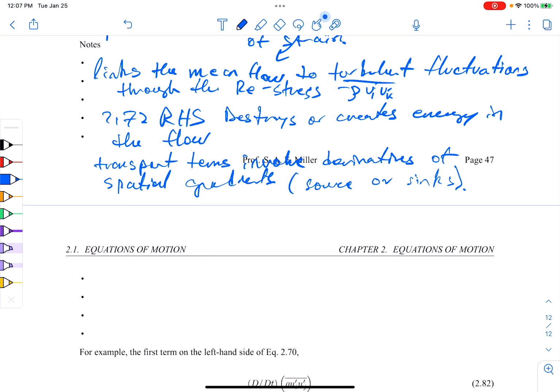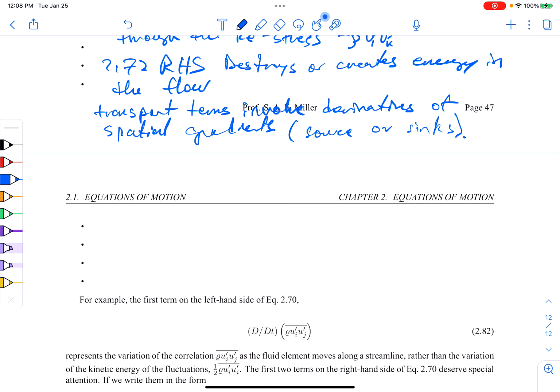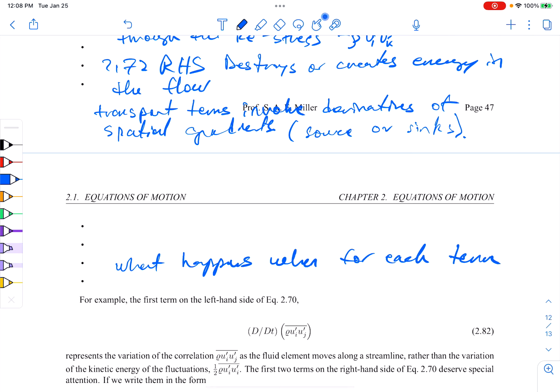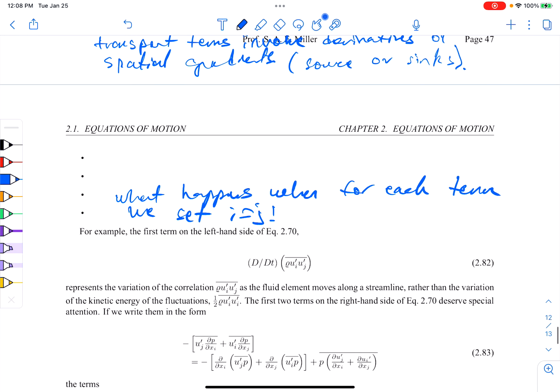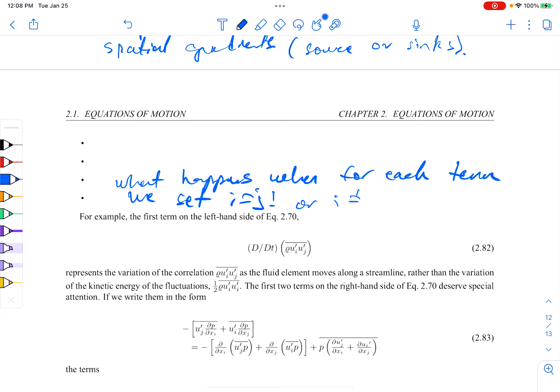So only a few more notes on the general equations of motion, then we'll move on to boundary layers in a few minutes. I'd like to turn our attention to the terms that appear in the Reynolds stress transport equation in 2.70. And from our observations of the terms of these equations, we would like to look at what happens when, for each term, we set i equals j. And let's look at one case, or excuse me, i not equal j.